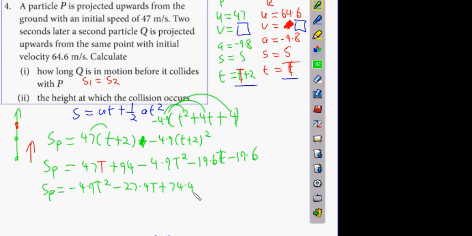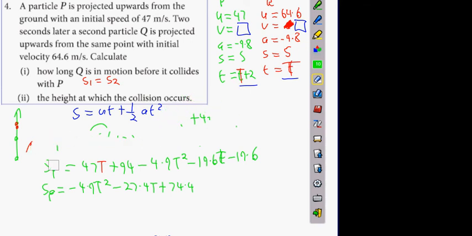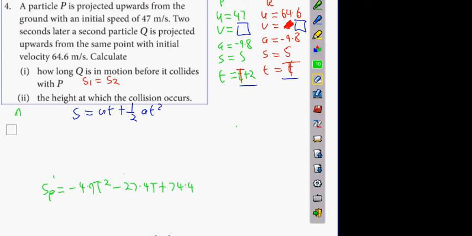So I'll come up here and make more space for the next part, and get rid of all the workings here. Okay, now we're going to go up and find SQ. Now, SQ is the same deal: 64.6 T minus a half of A, 4.9 T squared.